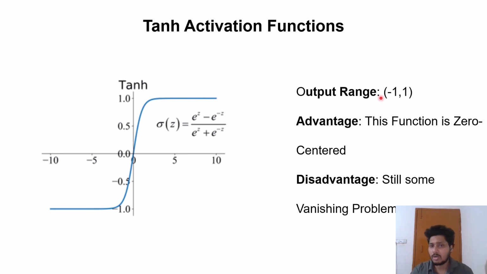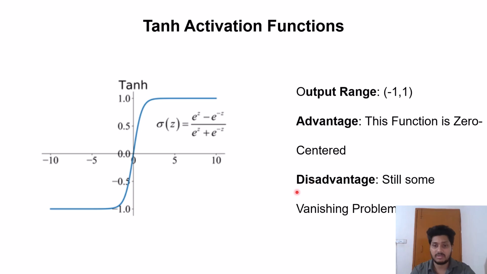Let's now quickly talk about the advantages and disadvantages of the tanh function. So the main advantages are: the tanh function is zero centered, so it is very easy for it to optimize algorithms and converge quickly, and it usually performs better than the sigmoid function, especially in hidden layers of a neural network.